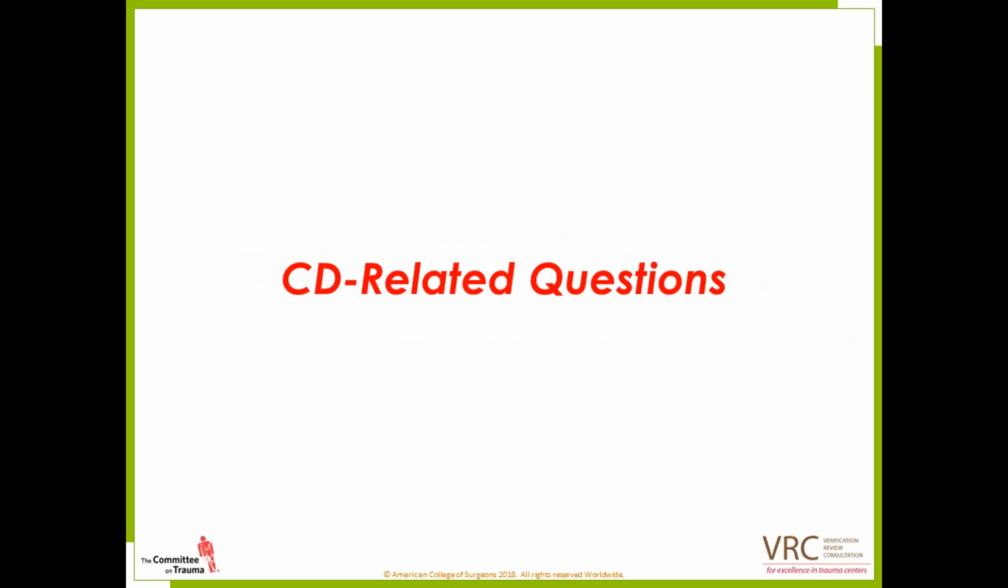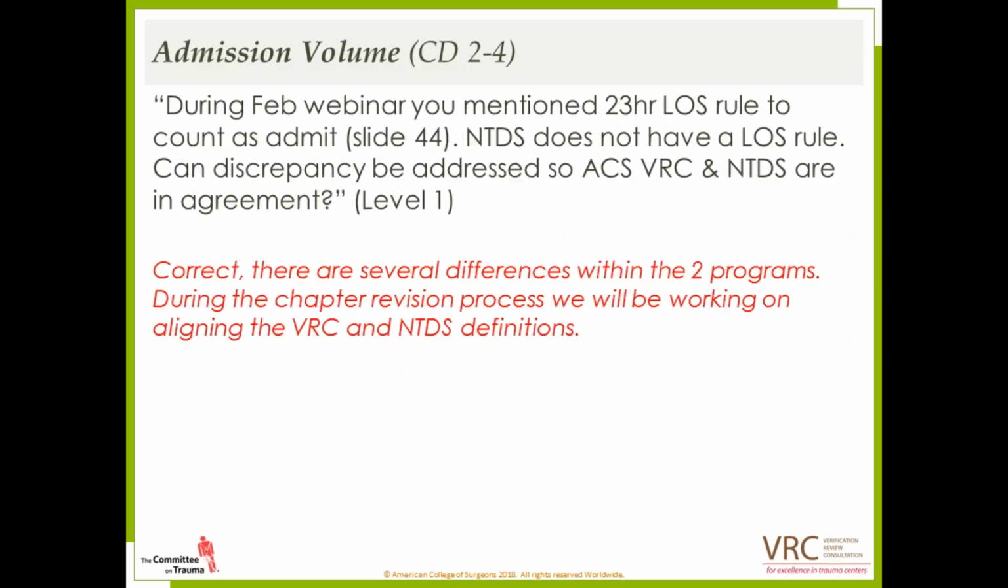So we're going to go ahead and move on to CD-related questions. Again, a question about admission volume. During the February webinar, you mentioned a 23 hours length of stay rule to count as admitted. NTDS does not have a length of stay rule. Can the discrepancy be addressed so ACS, VRC, and NTDS are in agreement?